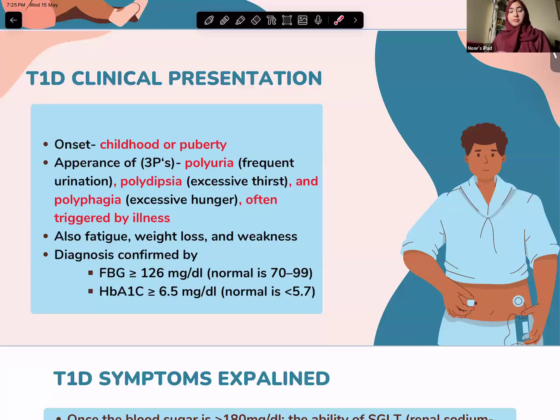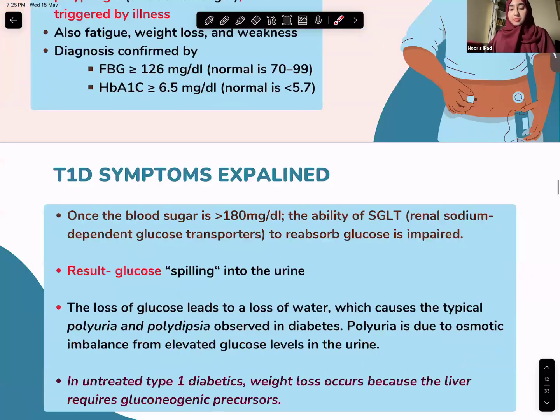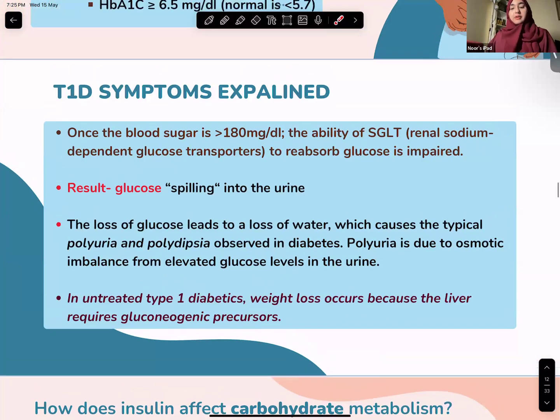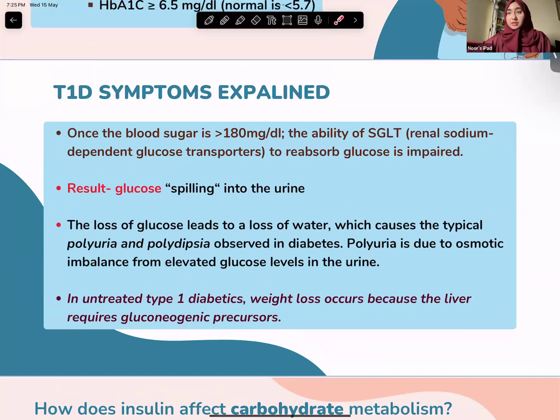Diagnosis, like we said above: if the fasting blood glucose is more than 126, the person is diagnosed with diabetes, and also if HbA1c is more than 6.5, the person is diagnosed with diabetes.